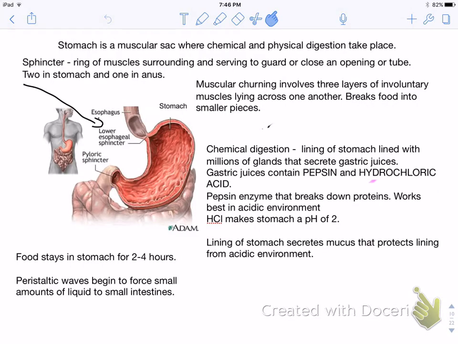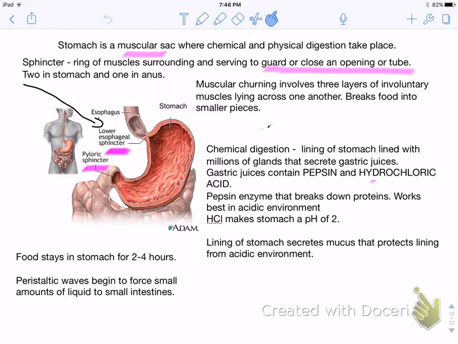The stomach is a muscular sac. Here, you have both mechanical and physical digestion taking place. The opening of the stomach has a very tight muscle called a sphincter. The closing of the stomach also has a sphincter. This sphincter is made up of a ring of muscles. This is to guard the opening and closing of the stomach.